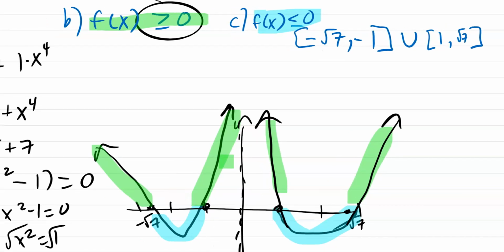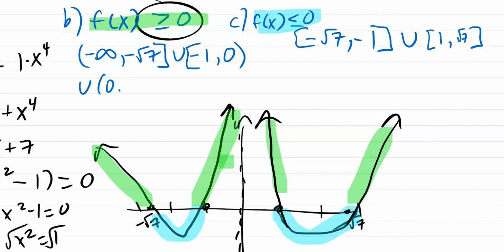Okay? Where is it greater? Right here, from -infinity to that negative root 7. Infinity in parentheses, root 7 in brackets. Or from -1, and then there's an asymptote, so it actually stops at 0. Bracket there, parenthesis. Or from 0 to +1, or from root 7 to infinity. So there are 1, 2, 3, 4 different regions where it's greater than or equal to 0.